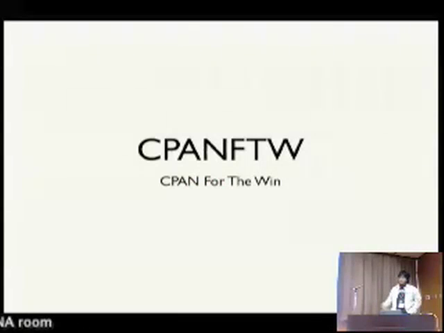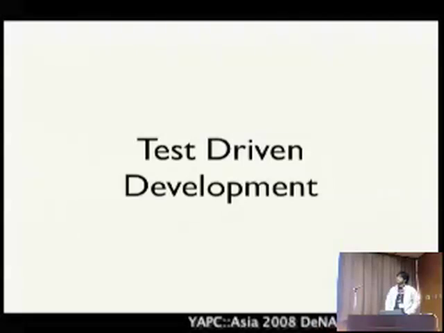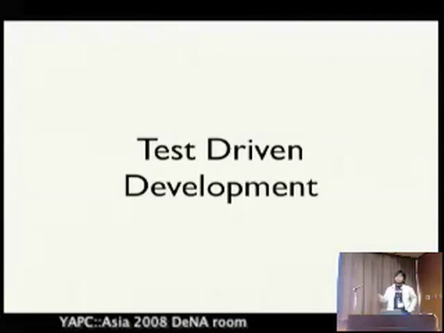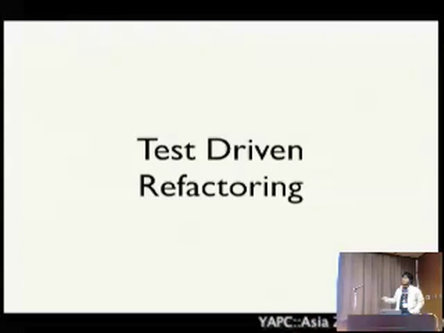So, CPAN for the win. It's actually very easy to combine all those things, although it looks like so many of them. Such a tool is very good for two things. For test-driven development, so you should keep testing your code, or write some failing test code before you write the actual program. And it's also very good for test-driven refactoring. Because when you're refactoring the code, you want to make sure that none of your tests fail due to your refactor, and this can instantly respond to you if your code is broken.